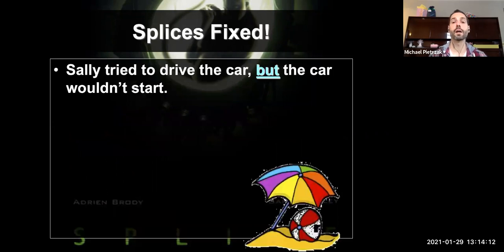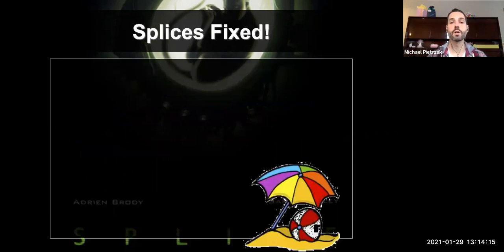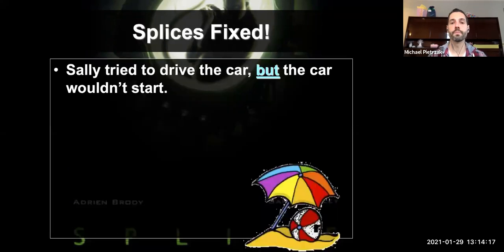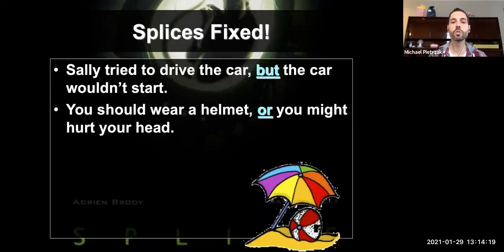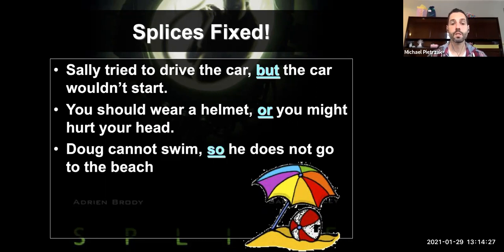Sally tried to drive the car, but the car wouldn't start. And what are we doing here? We're using a coordinator. Brilliant. Next one: you should wear a helmet or you might hurt your head, right? We're back to FANBOYS here. Remember that acronym because it will help you on the test specifically. Doug cannot swim, so he does not go to the beach.